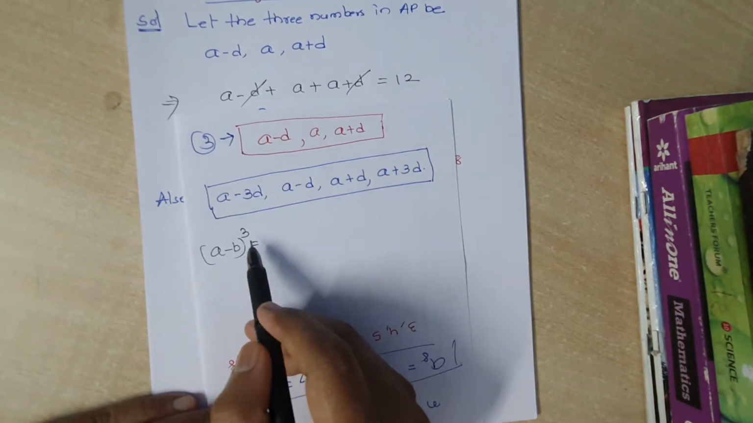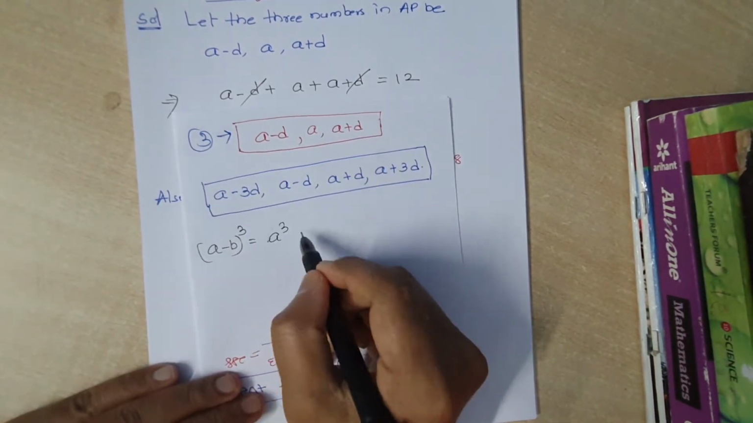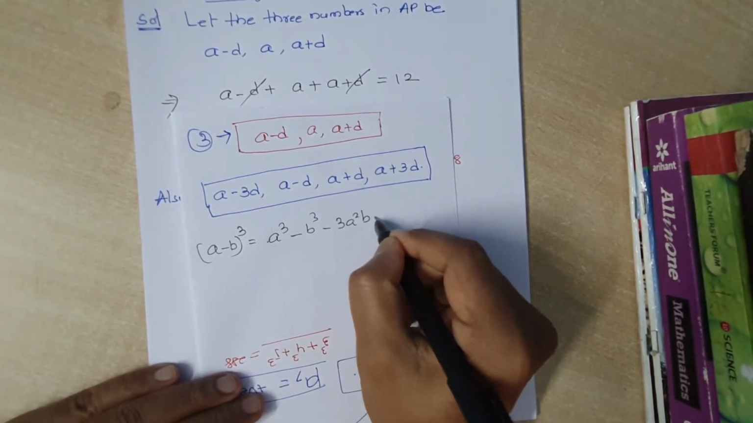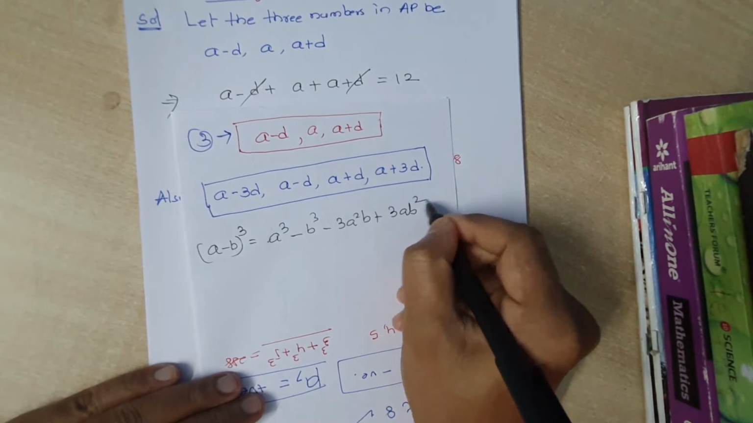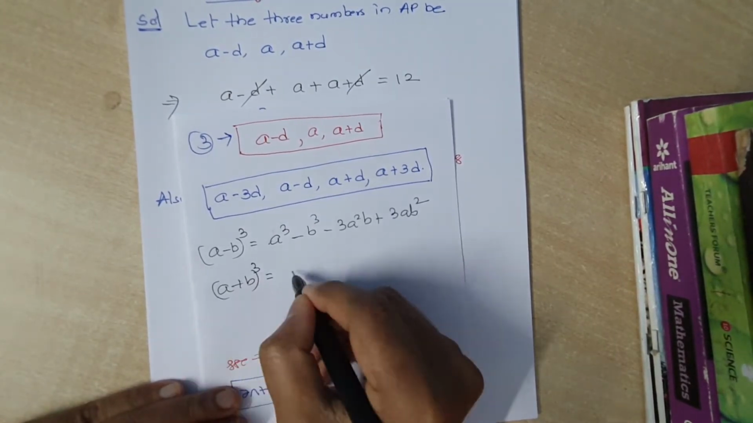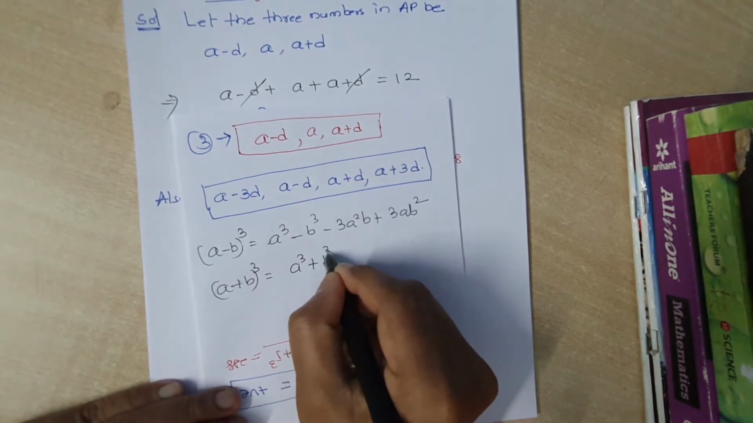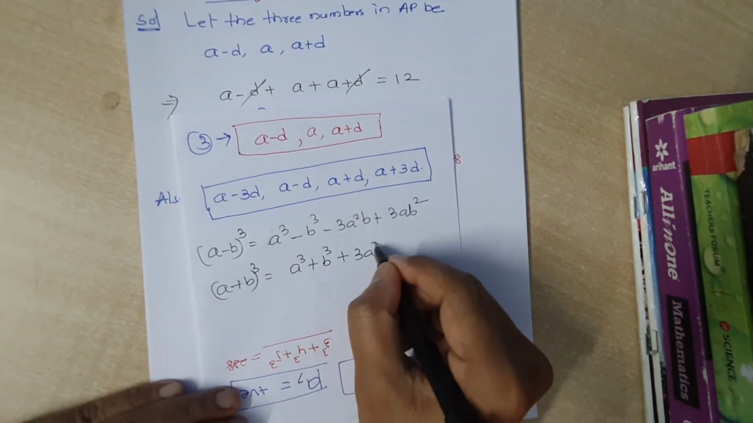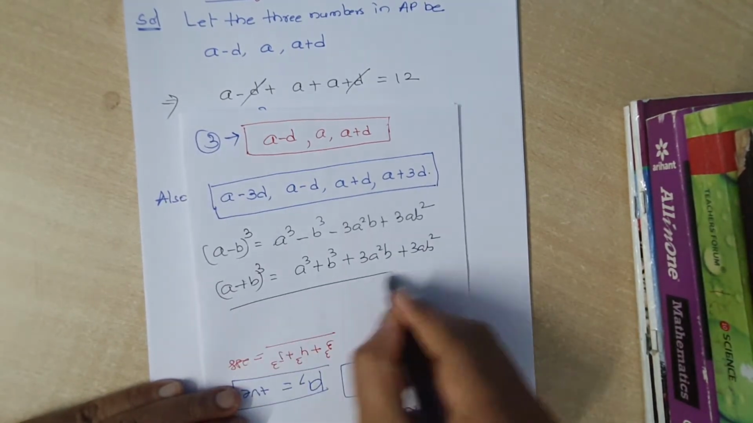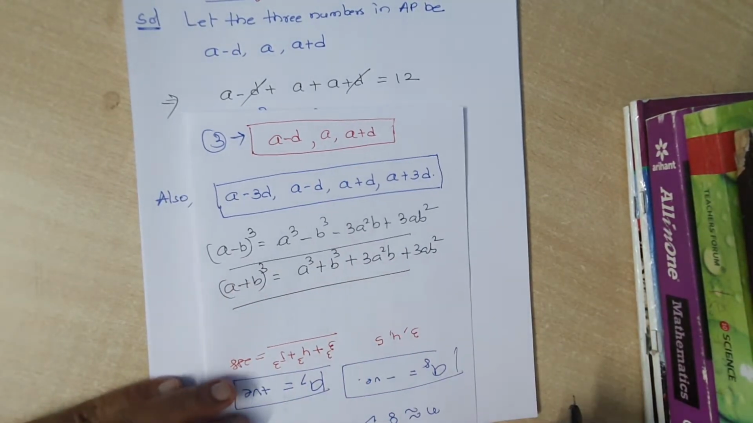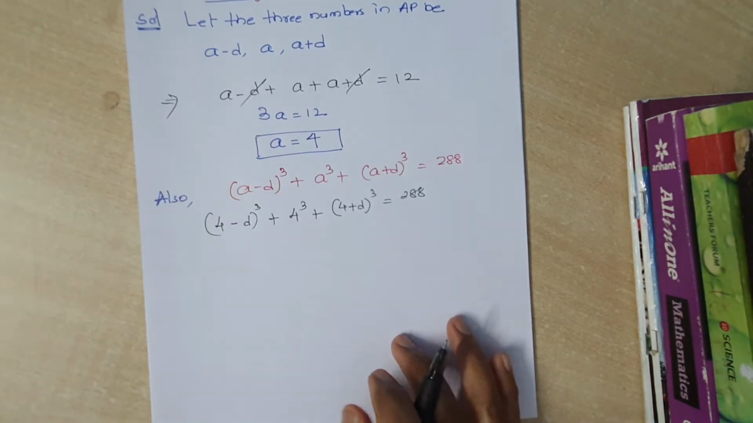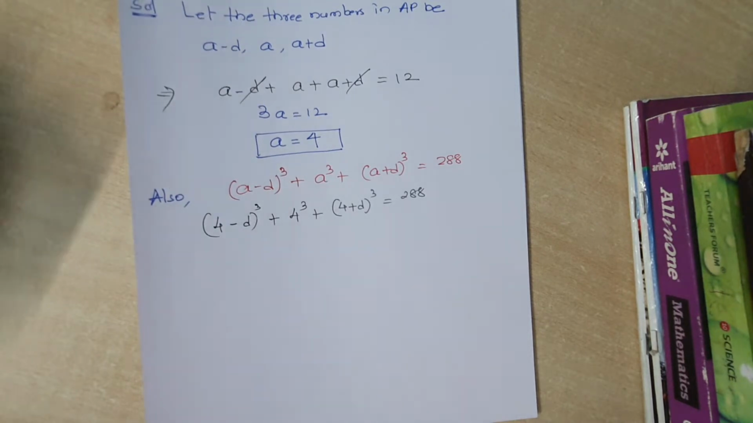So A minus B, what is A minus B whole cube? A cube minus B cube minus 3A square B plus 3AB square. And what is A plus B whole cube? A cube plus B cube plus 3A square B plus 3AB square. So if you don't know, please note it down.